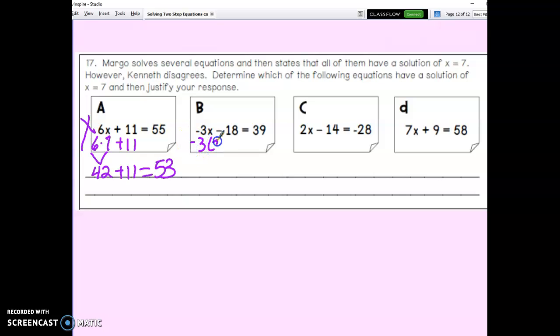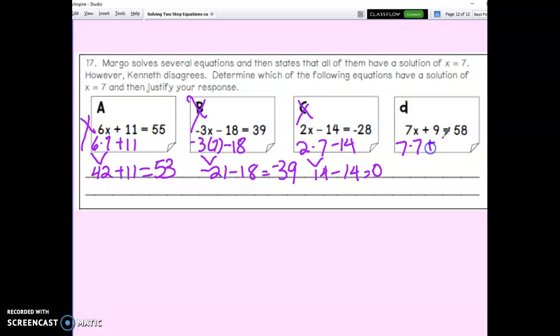Alright, negative 3 times 7 minus 18, which gives me negative 21 minus 18, which would give me negative 39, and not a positive 39. So again, she's not correct on that one. Alright, 2 times 7 minus 14. So she's 14 minus 14, which is 0. So nope, she's wrong on that one. And 7 times 7 plus 9. So I get 49 plus 9, which actually does equal 58.